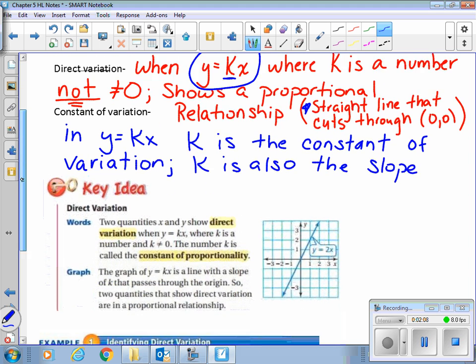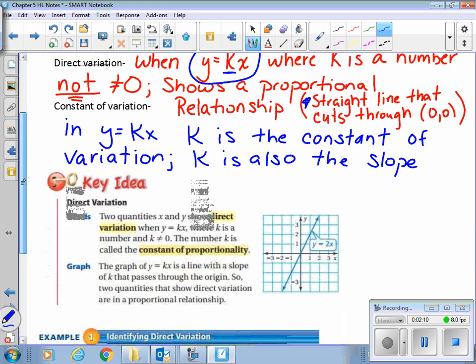Our key idea is just, again, going through what direct variation is, that y equals kx, where k is a number that is not equal to 0, and k is also the constant of proportionality. The graph of y equals kx is a line with a slope of k that passes through the origin. It's a proportional relationship. See how you can hear that word proportion in constant of proportionality.